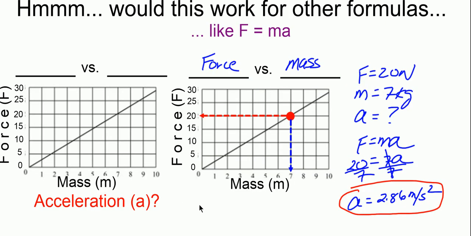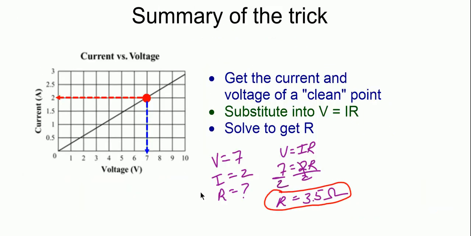What do you think? Would this work for other formulas too? Sure, I've got force and mass, I want acceleration. I'm running out of time, so I'll just say you do exactly the same thing: find values, substitute into that formula, and you can find your acceleration. So that's it. Remember what we're doing here. The trick is get a clean point, substitute into your formula, and solve for R. Bye.